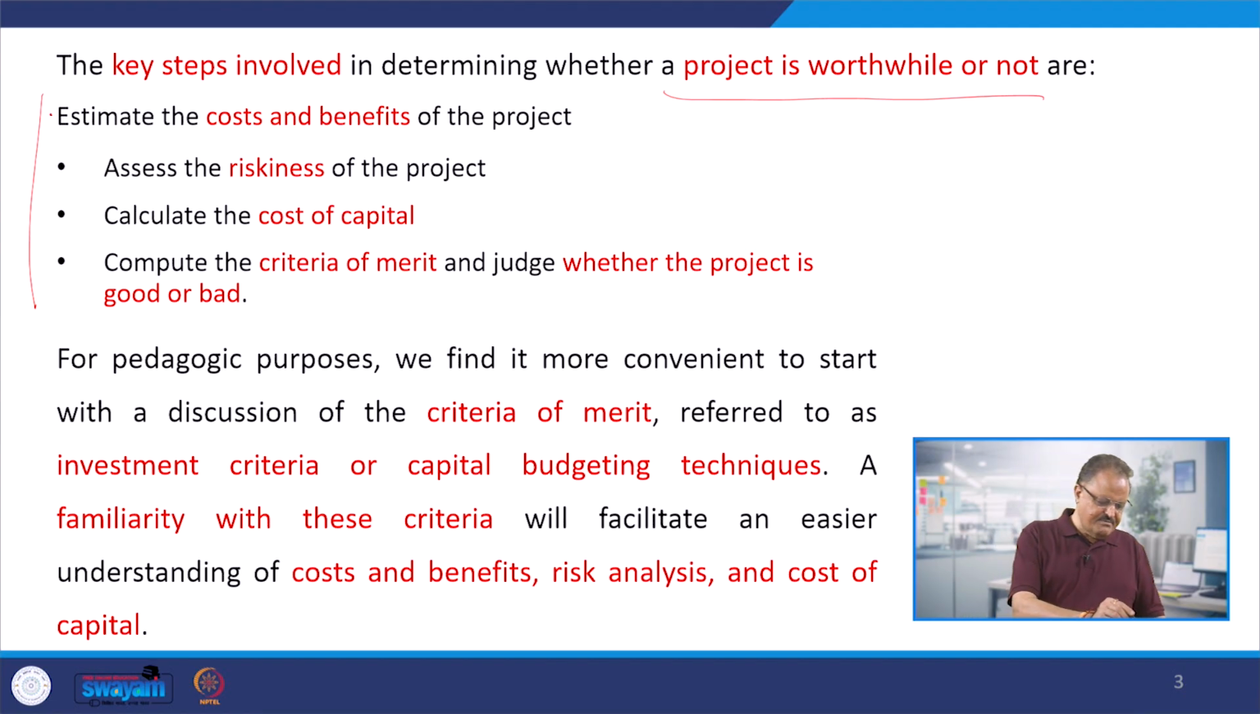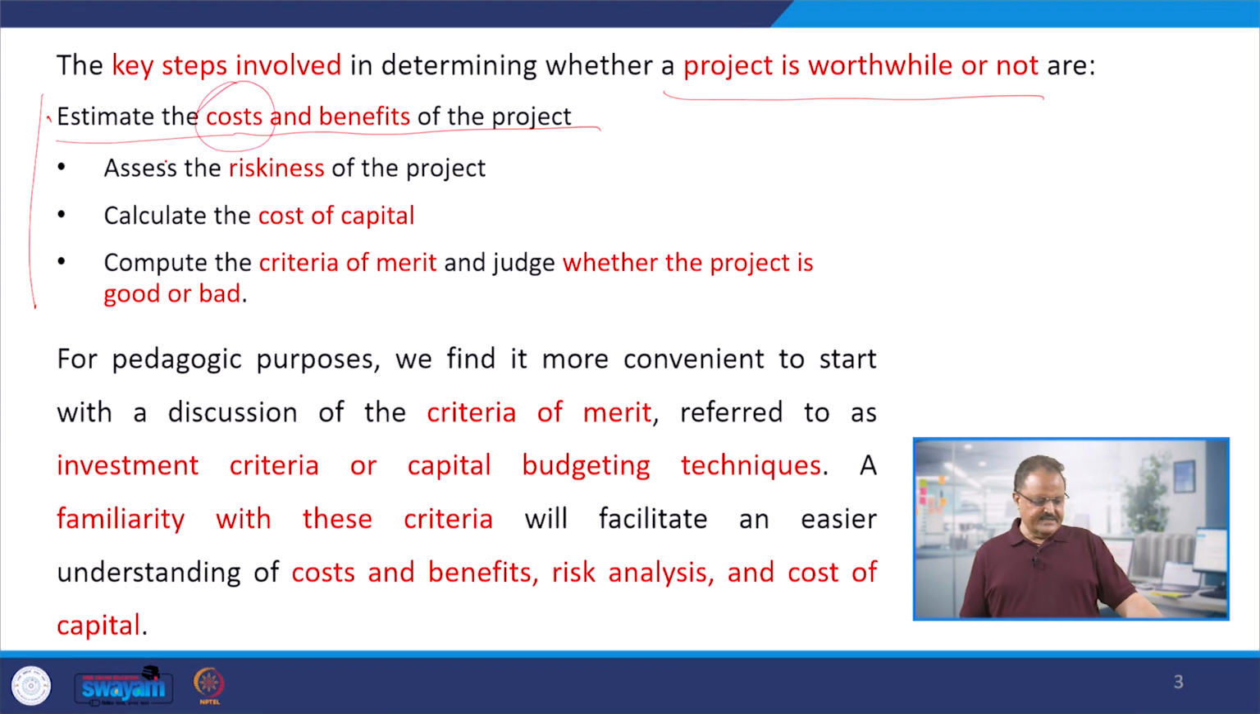The first step is the estimation of the cost and benefits of the project. We have to very carefully estimate the costs associated, and when we conduct the technical analysis, largely the cost part is taken care of. When we go for the market and demand analysis, the benefits part is taken care of through that analysis, because costs will talk about the cash outflows and benefits will talk about the cash inflows, and we will discount them.